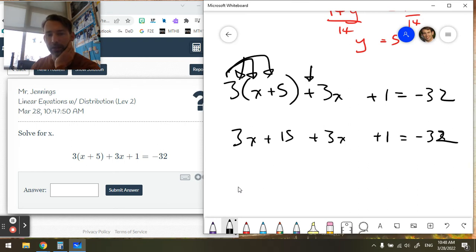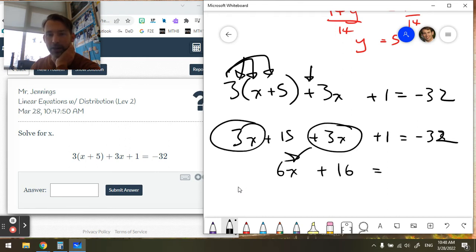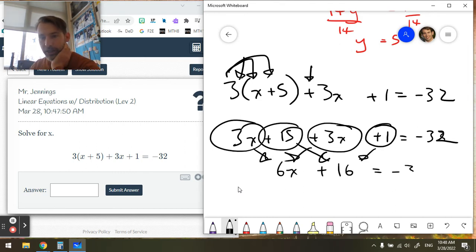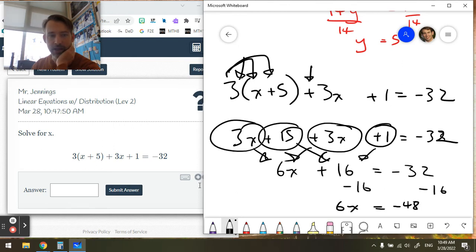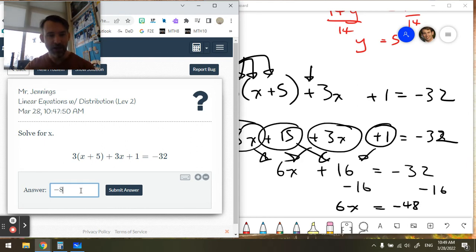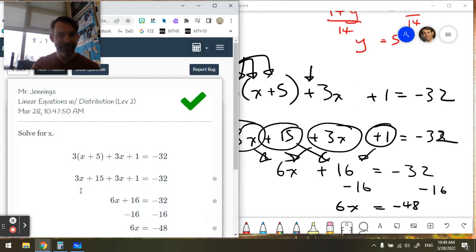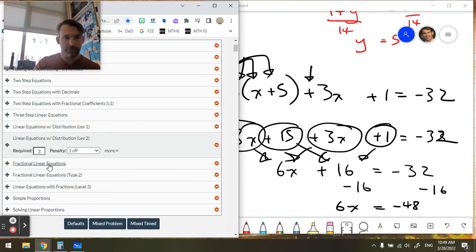Okay, so 3x plus 3x is 6x. 15 plus 1 is 16. Collect like terms. Here is an x, here is an x. They combine to 6x. Here is a number, here is a number. They combine, 15 plus 1 is 16, equals negative 32. Subtract 16 from both sides. This gives me minus 48. 6x equals negative 48. Well, x is negative 8. Yay. I divided both sides by 6, and that gave me negative 8. So that's how you do that level.